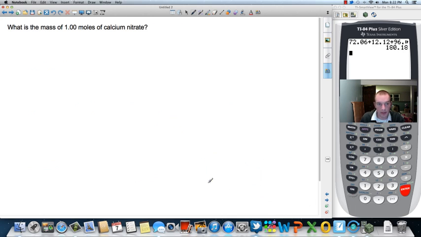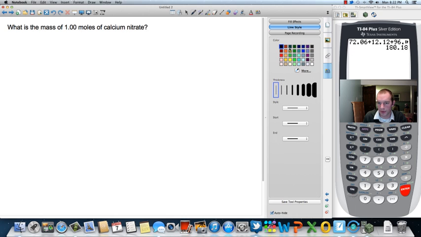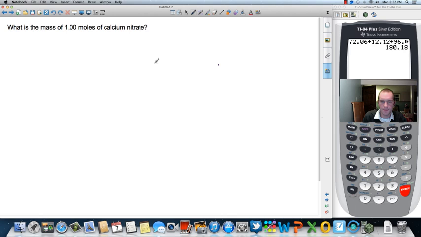Finally, we've got the calcium nitrate. Same general process here. I'll go purple this time. What we know is the formula was CaNO3 twice, that is Ca(NO3)2. So for every 1 mole of calcium nitrate, there's going to be 1 mole of calcium. For every 1 mole of calcium nitrate, there's going to be 2 moles of nitrate, which means 2 moles of nitrogen and 6 moles of oxygen.